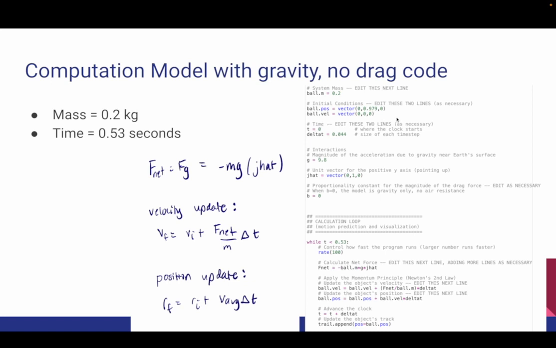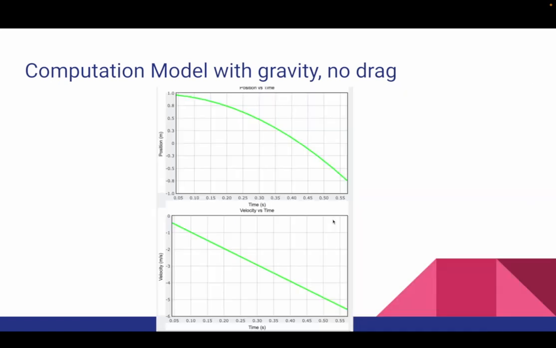So this is my code for the computational model with gravity, but without drag force. I set the mass to 0.2 kilograms, the position vector to 0.979 meters, and the time to 0.53 seconds, and then calculated the velocity from the velocity update formula and the position from the position update formula. And here's the results of that.